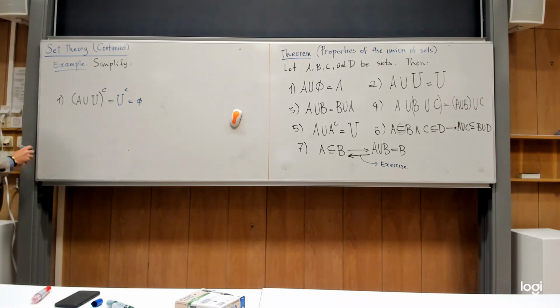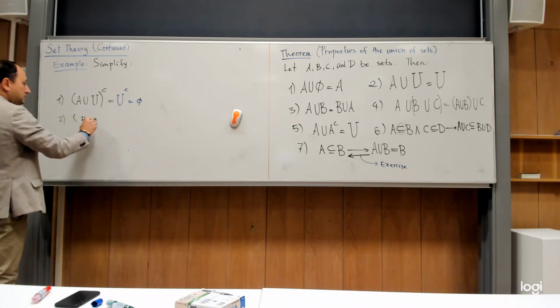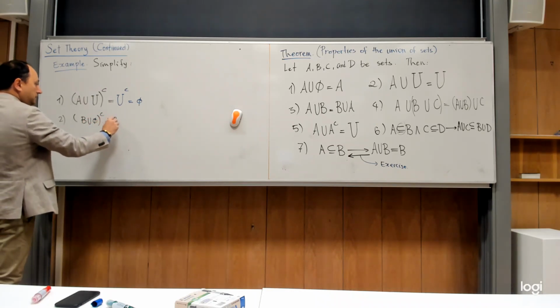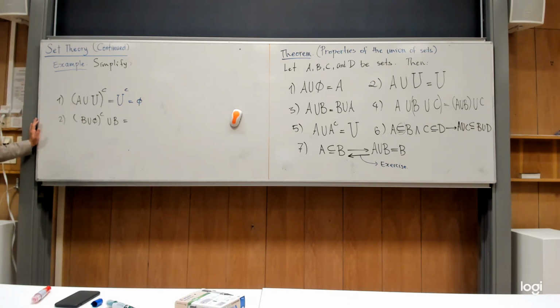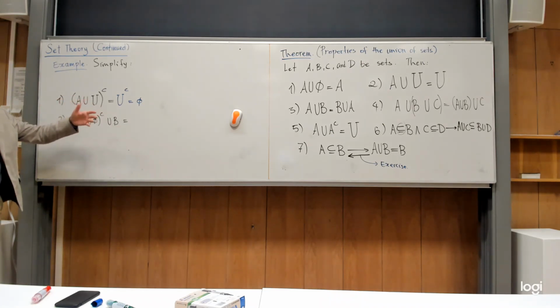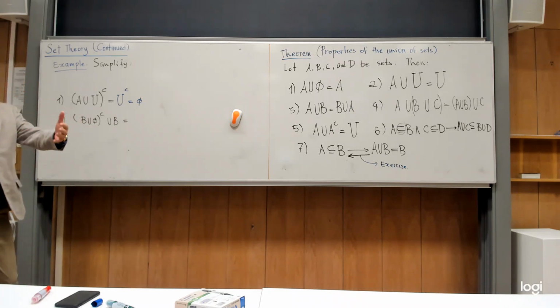Number 2, I will write this in black and the answer in blue. So I have written here B union the empty set, and then complement, union B. From now on, you should answer it step by step, not just the final answer, because I don't know the final answer. So how can I simplify this? You see, do you understand? I am doing algebra. I don't know the set B. I am just simplifying using the rules.